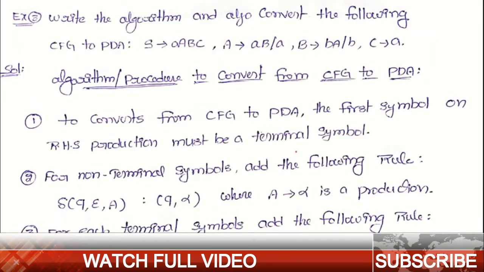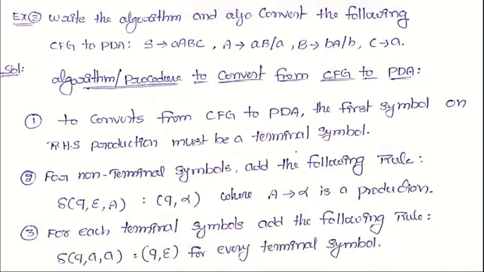Good morning students. In this video we will discuss one more example of conversion from context free grammar to push down automata. In the last video we discussed the conversion procedure from context free grammar to push down automata. Here the question is: write the algorithm and also convert the following context free grammar to PDA. The grammar is S derives aABC, A derives AB or a, B derives BA or b, and C derives a.